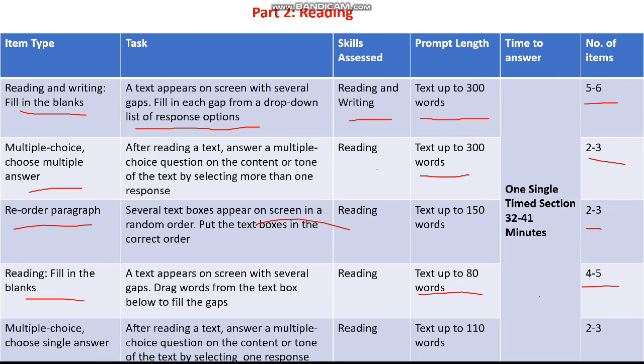You will get around 2 to 3, and you will get a text of up to 100 words. You have to read that text, understand it, and select one response. So these are the item types of reading.